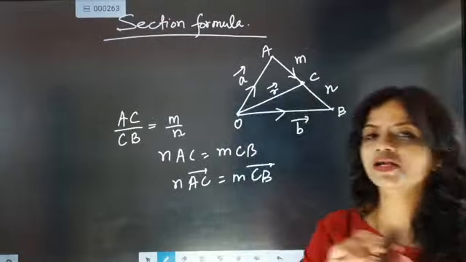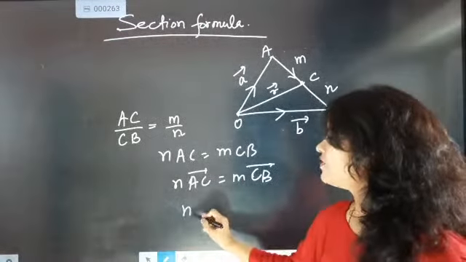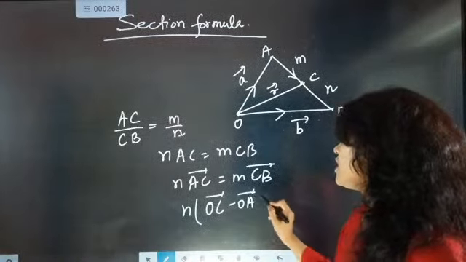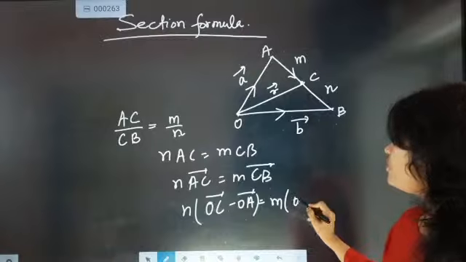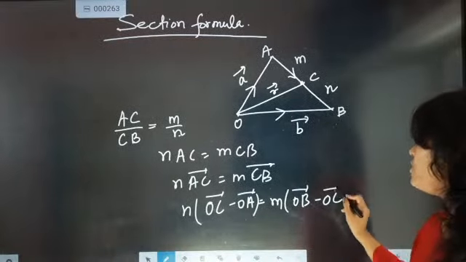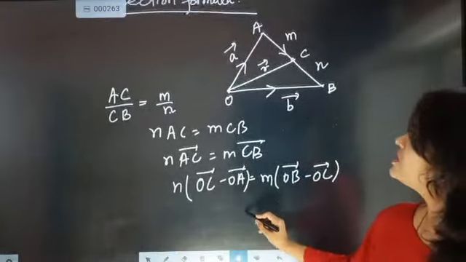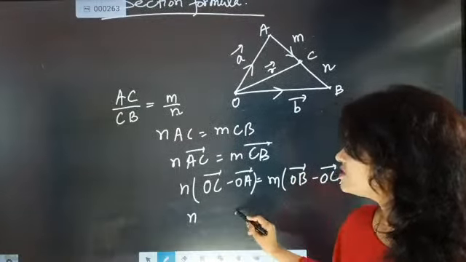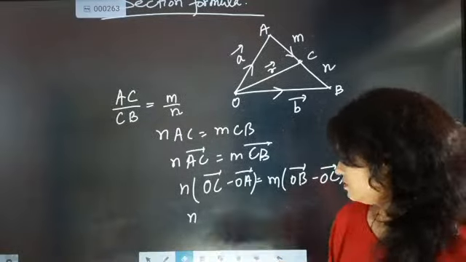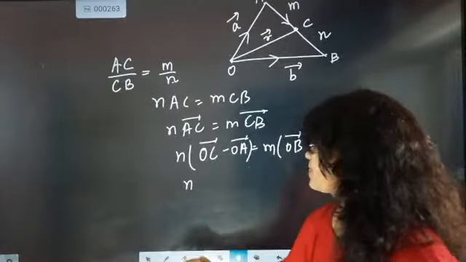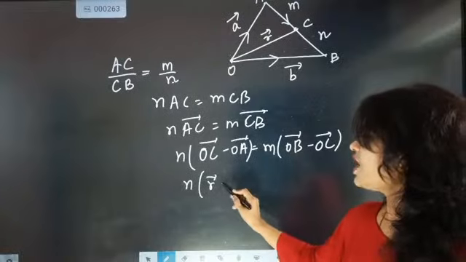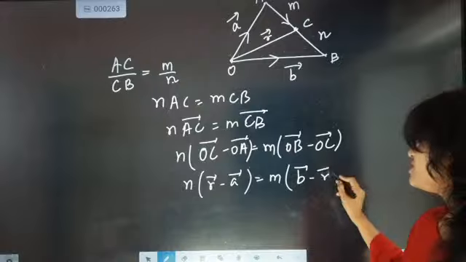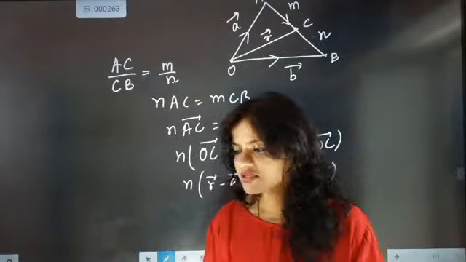Now I know one formula, that is exactly position vector. So position vector is what? AC vector will be written as OC vector minus OA vector, and now m will be written as OB vector minus OC vector. So now OC is what? OC is written as R vector. So now everything just write like this. Now just substitute: R vector minus A vector equal to m times B vector minus R vector. Here itself the story is over.